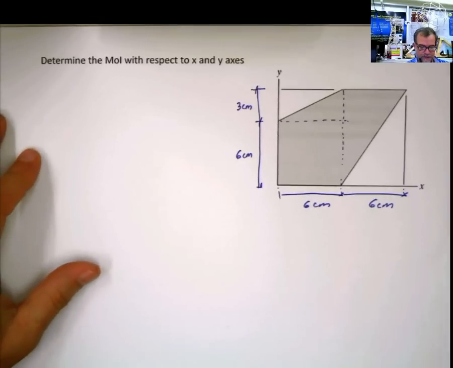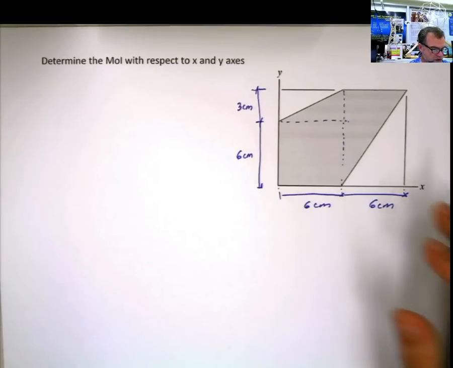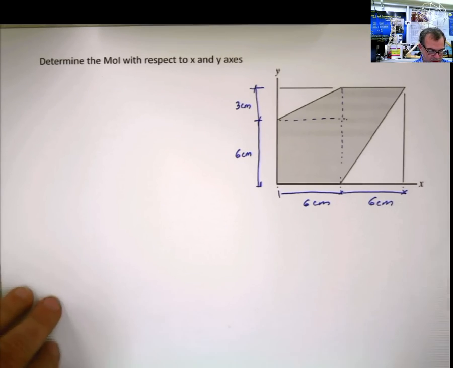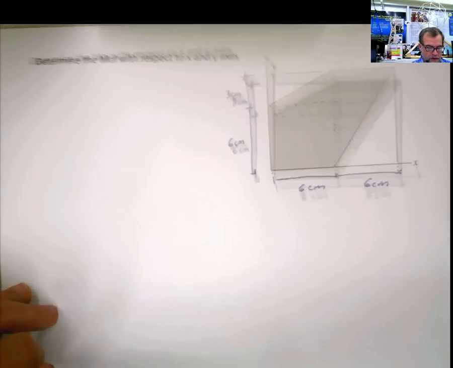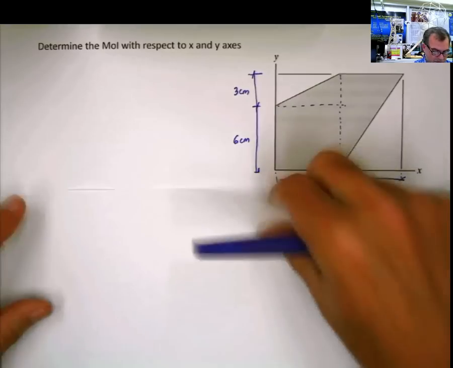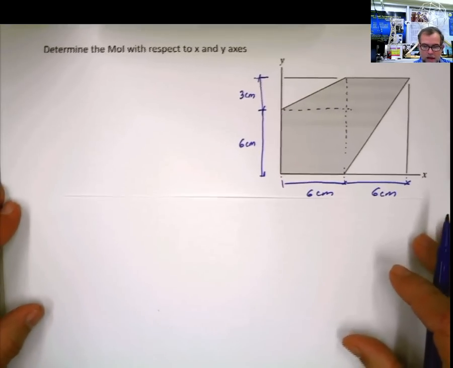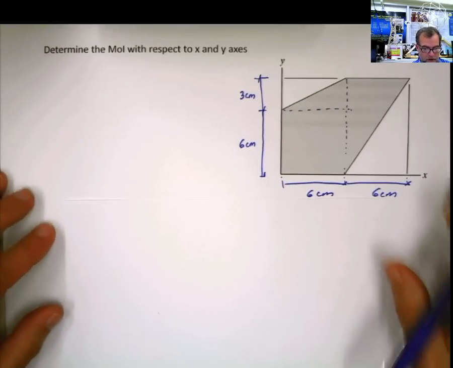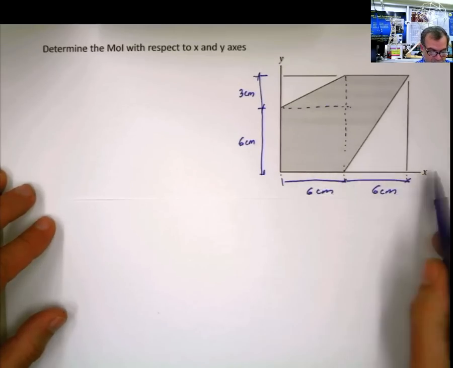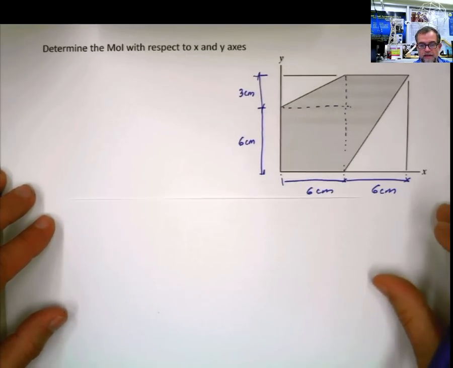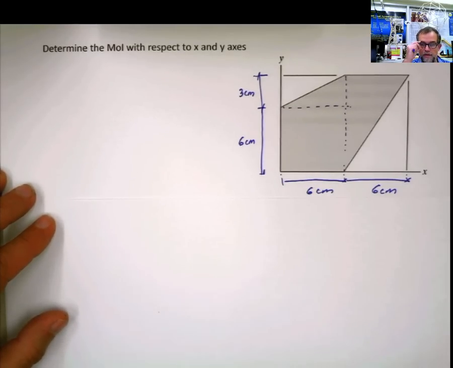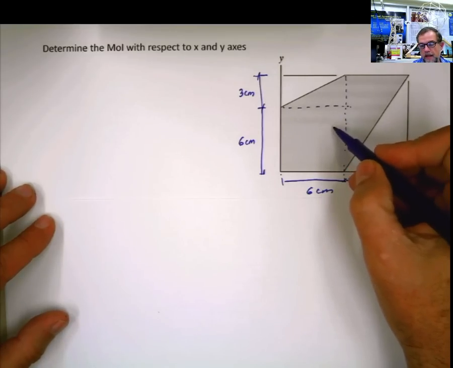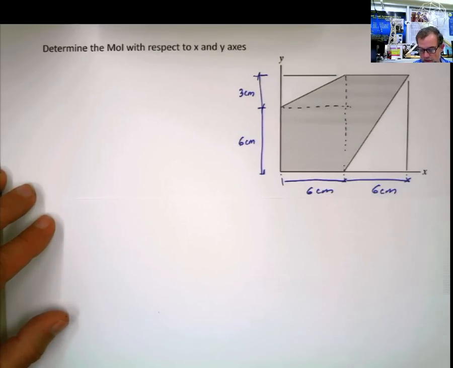This is the problem. We have to determine the moment of inertia with respect to the x and y axis for this shaded figure here. All the units are in centimeters. For this particular problem, I don't have to calculate the centroid of the shape because the problem is asking only with respect to the x and y axis. If the problem asks you with respect to the centroid, remember to first locate the centroid and then apply the same method that we learned before.